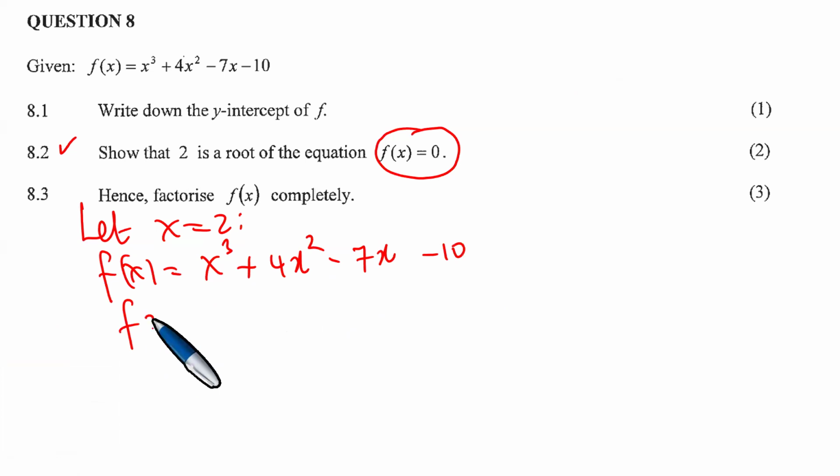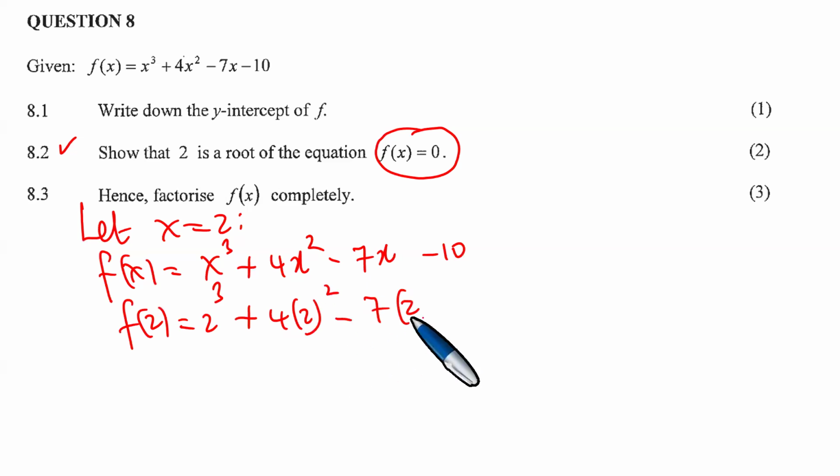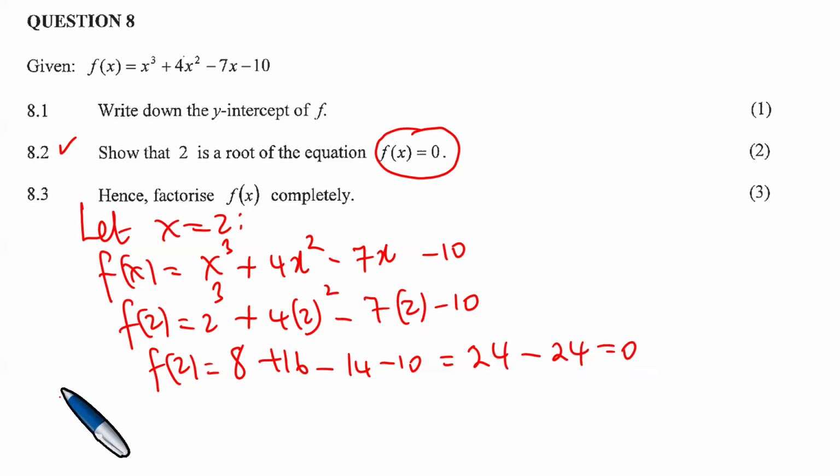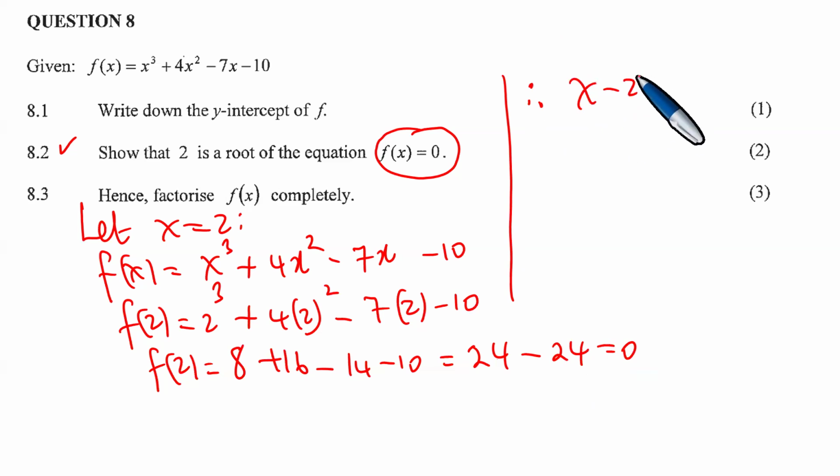Let x be 2, which means that if f of x equals x cubed plus 4x squared minus 7x minus 10, then f of 2 equals 2 cubed plus 4 times 2 squared minus 7 times 2 minus 10. I want to show that this is a root. 2 to the power 3 is 8. 2 squared is 4, and 4 times 4 is 16. 7 times 2 is 14, minus 10. So 8 plus 16 is 24, and minus 14 minus 10 is also minus 24. And 24 minus 24 is 0. By this, we conclude that x equals 2 is a root of the equation.